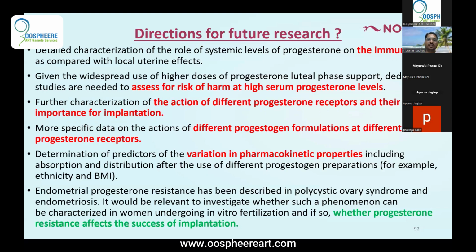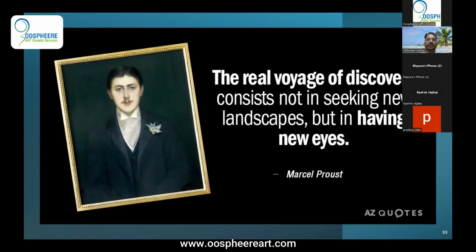So, what are the directions for future research? What is the immune system response, like if it is decreasing immunorejection or not. Assess risk of harm at high serum progesterone levels, which needs a broader approach. Action of different progesterone receptors. Action of different progesterone formulations. Variation in pharmacokinetics. And lastly, which is important, whether progesterone resistance affects the success of implantation.